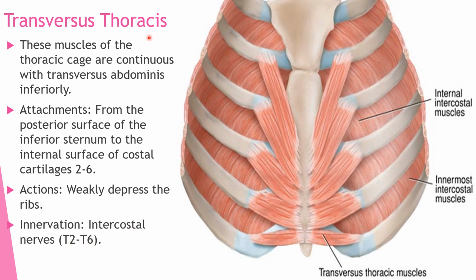So transverse thoracic muscle is continuous with the transverse abdominal muscle. It starts from inferior sternum and attaches to the cartilaginous part of ribs 2 to 6. It depresses the sternum or ribs in action. Innervation is from intercostal nerves T2 to T6.